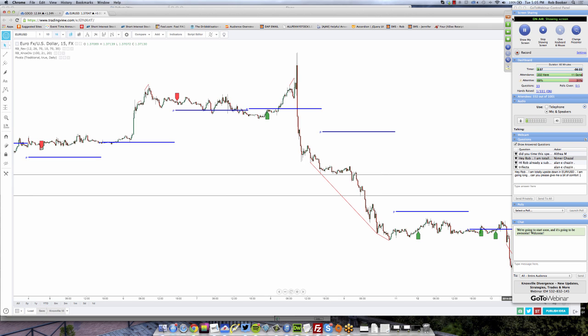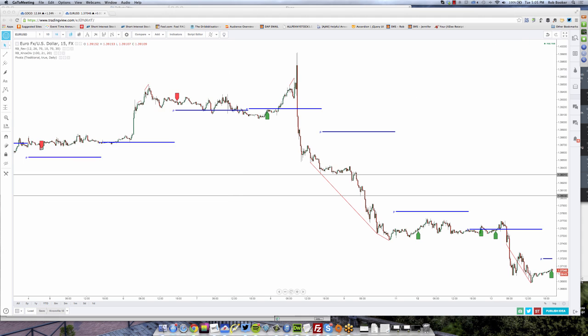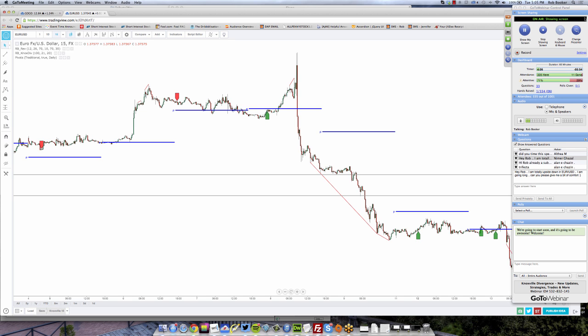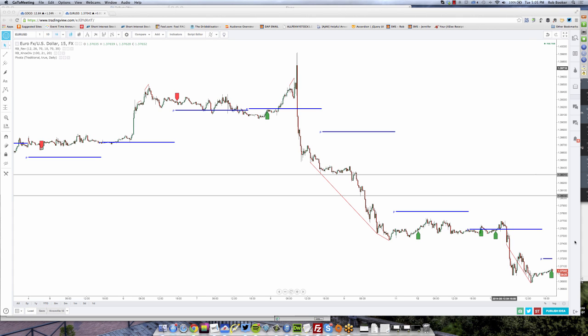Let's take a look at the euro. Talk about the power of pivots. I want to talk to you about why I love pivots so much. I'm going to turn off the webcam and make sure everybody can see my screen. Let me know you can see the screen okay. All right, great. So I turned off the video so that you can see a full screen chart.